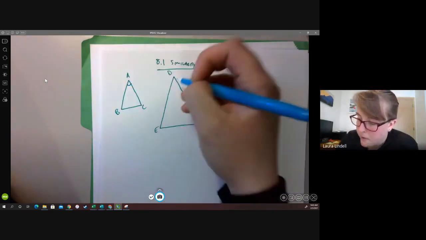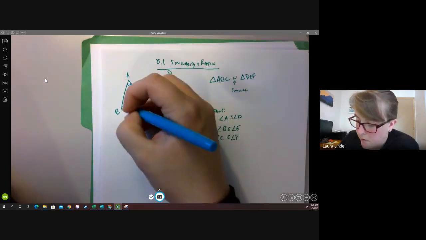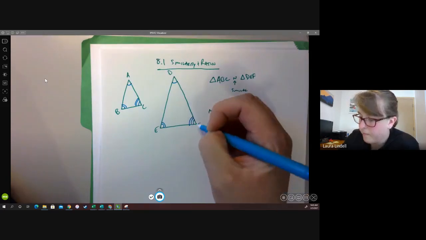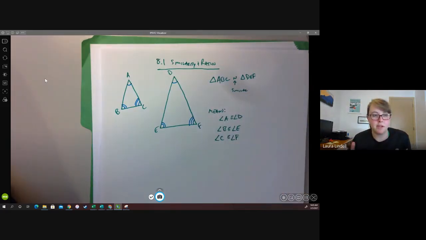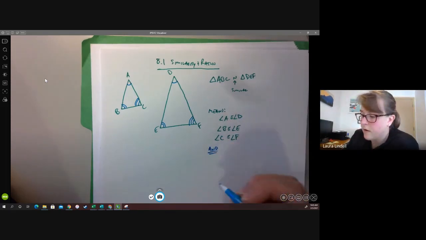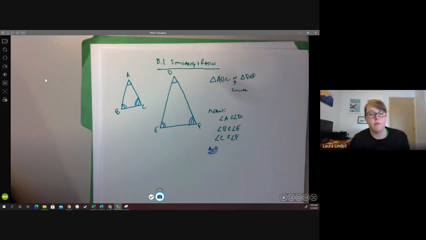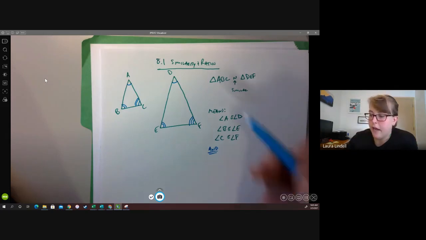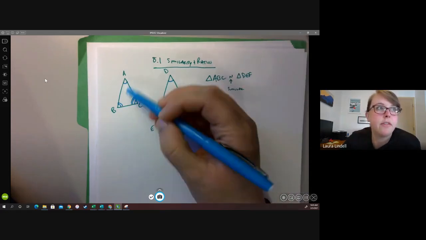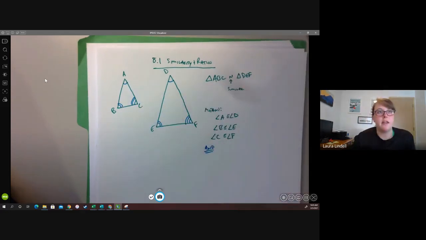So if we were labeling the picture, we'd label A and D are the same, B and E are the same, C and F are the same. But that's where the sameness stops. That's where the congruence stops. So it means this, and it also means something for the sides. But it doesn't mean that the sides are going to be congruent. AB is clearly not congruent to DE. This one's definitely longer than this one, but they do have the same ratio.